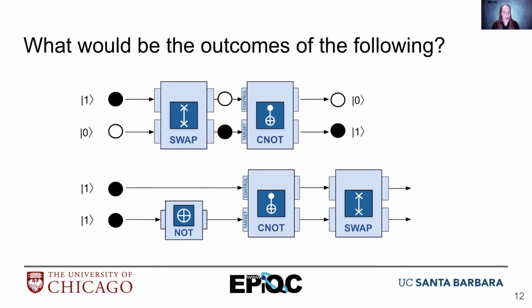Now let's look at the second one. We have the NOT gate, which toggles the black ball from black to white. And then we have the CNOT, and in this case, the control is black. And so we will toggle the value of the target. So now the target becomes black. And now we have two black balls going into a swap. And we know that if we have two of the same value going into swap, then none of the values change. So we end up with two black balls.